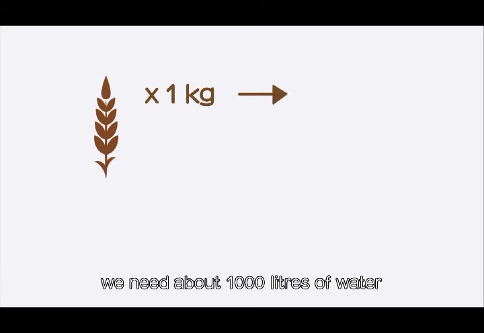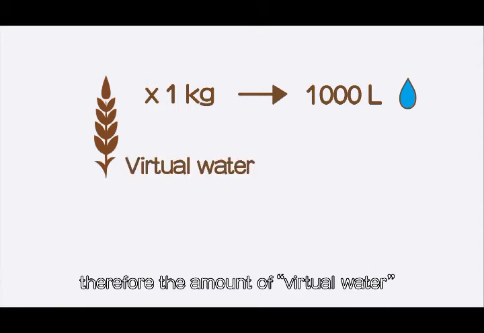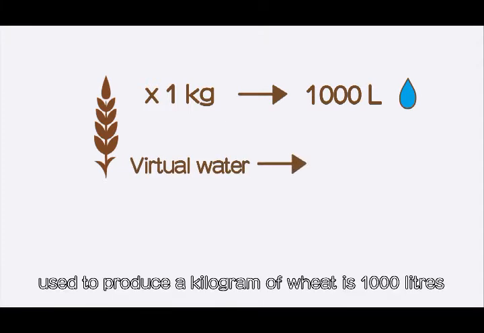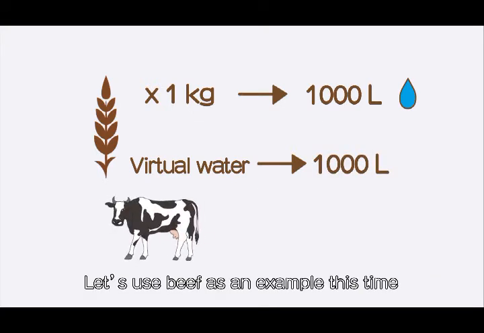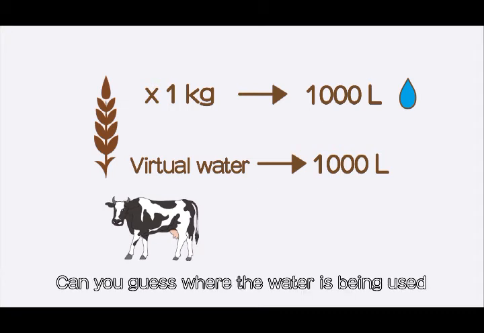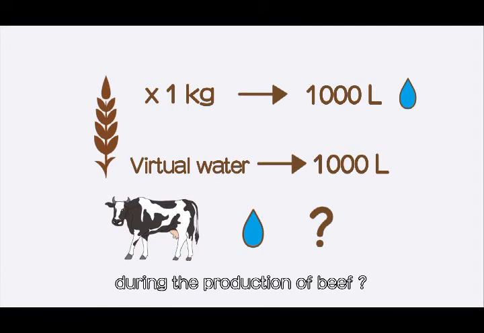For example, to produce a kilogram of wheat, we need about 1,000 litres of water. Therefore, the amount of virtual water used to produce a kilogram of wheat is 1,000 litres. Let's use beef as an example this time. Can you guess where the water is being used during the production of beef?